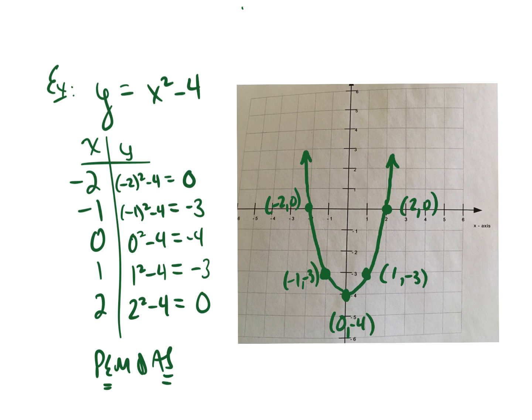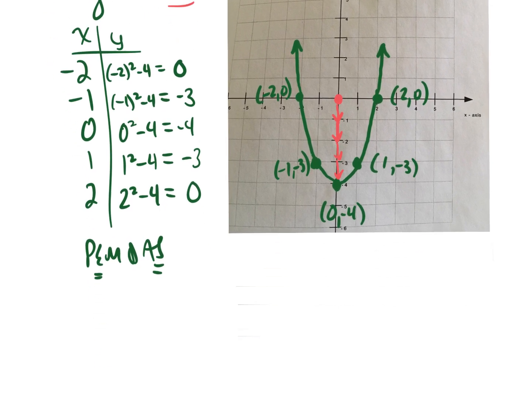And what I need you to notice is that instead of a parabola starting at the origin, like all of ours did last week, this parabola starts down 1, 2, 3, 4. It starts down 4 from the origin. And what I'd like you to notice is that the subtracting number is the same. It's minus 4.